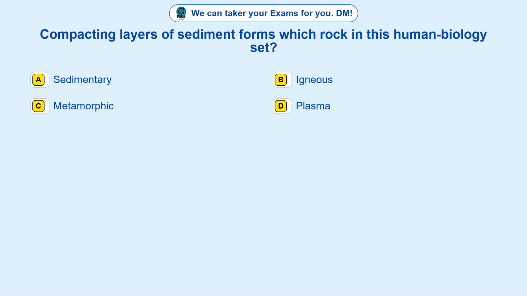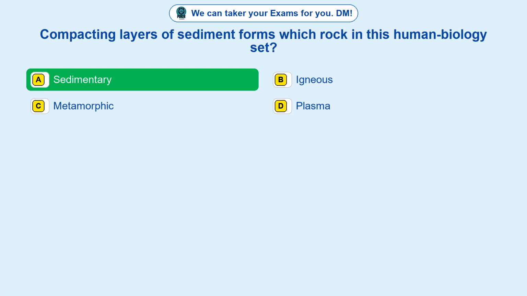Question 85. Compacting layers of sediment forms which rock in this human biology set? Option A, sedimentary. Option B, igneous. Option C, metamorphic. Option D, plasma. The correct answer is option A, sedimentary.